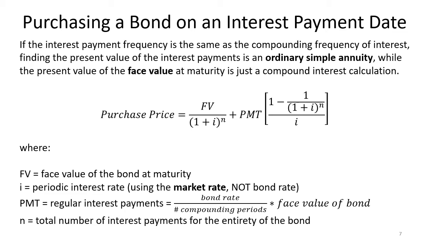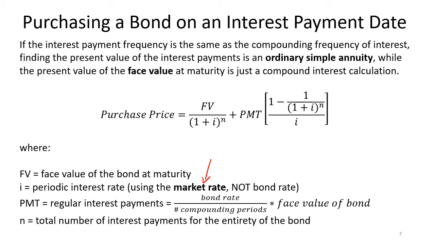So in terms of the items you have to figure out in this problem, FV is your face value. Okay, so that's the amount of the bond at maturity. I is your periodic interest rate. And the key word here is you use the market rate, not the bond rate. The rate in the bond, the percentage that's given in the bond, that is only for calculating your interest payments. Okay, how much interest you're earning on that bond.